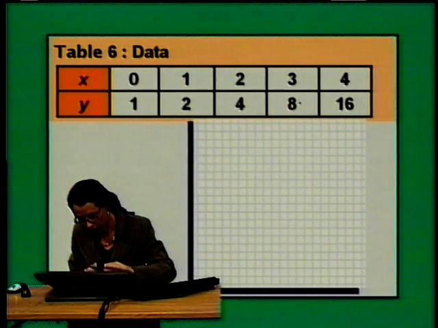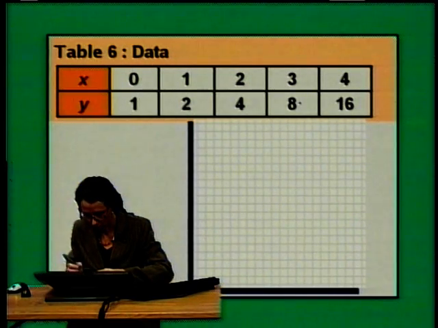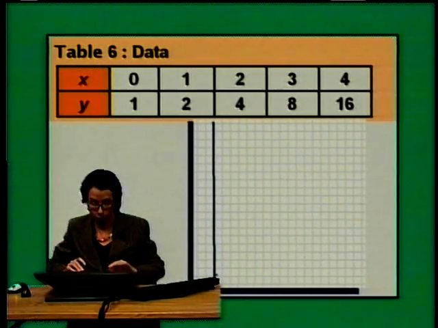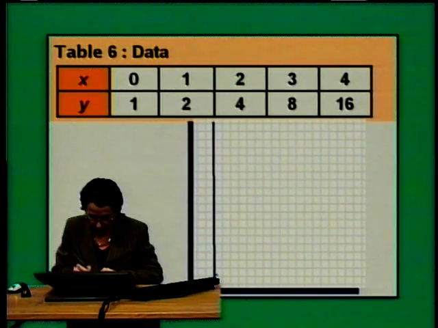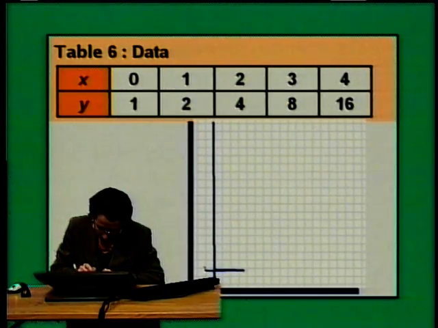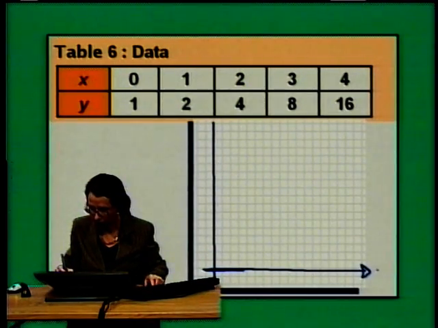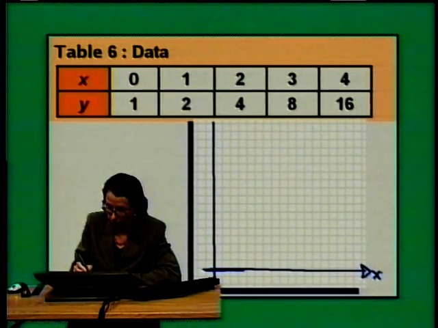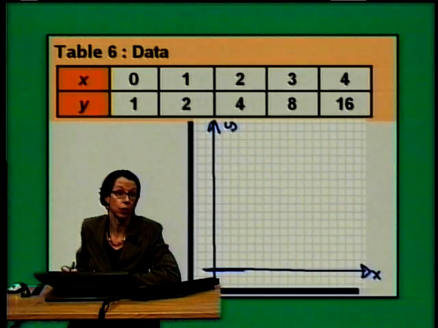So I'm going to put my vertical axis to the left of my graph paper and my horizontal axis near the bottom. So I'm going to label my horizontal axis X and my vertical axis Y. Now I need to choose a good scale.